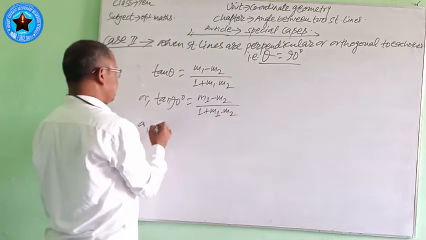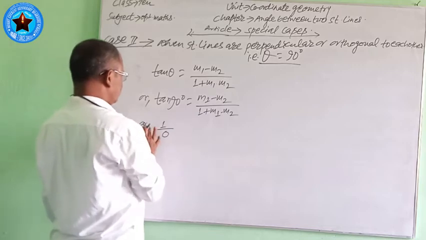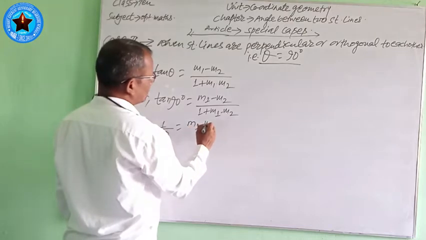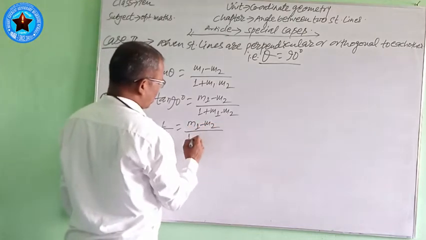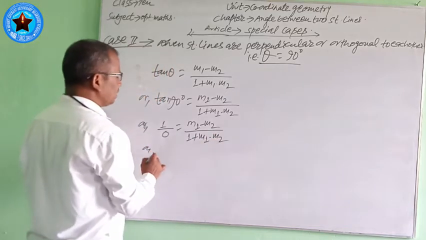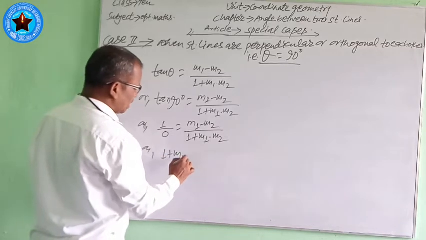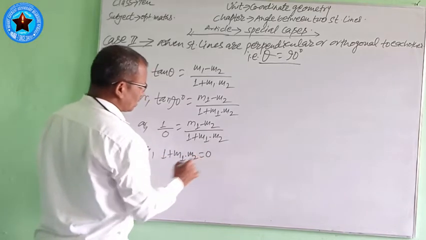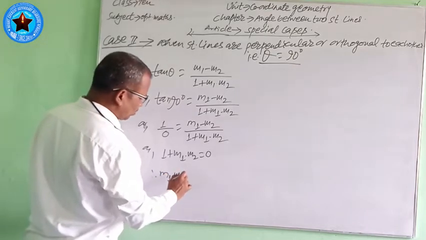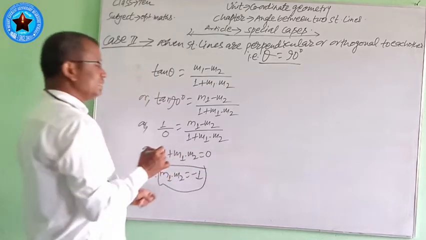The value of tan 90 degrees is undefined, which means 1 by 0. So 1 by 0 equals m1 minus m2 by 1 plus m1 into m2. By cross multiplication we get 1 plus m1 into m2 equals 0. Therefore m1 into m2 equals minus 1. This is the result.